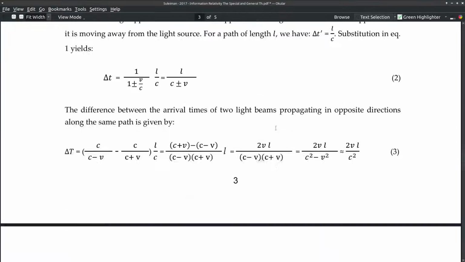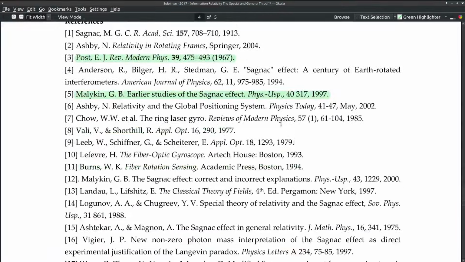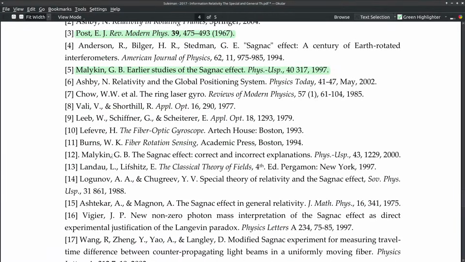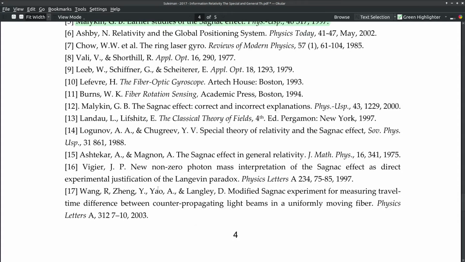Oh, hold on. I saw another one I recognize. My boy, Luganov. That guy. We'll definitely have to take a look at what he has to say about the Sagnac effect. And then we got Wang at the bottom. Cool. So a bunch of analysis. The 2003 Sagnac effect. Go ahead.